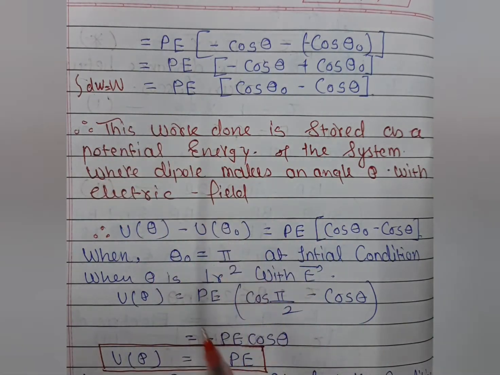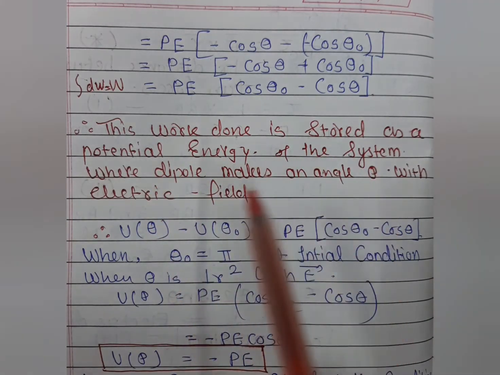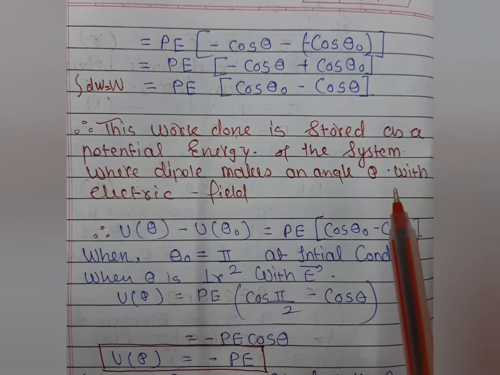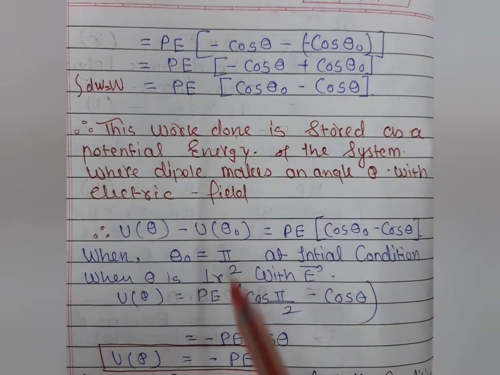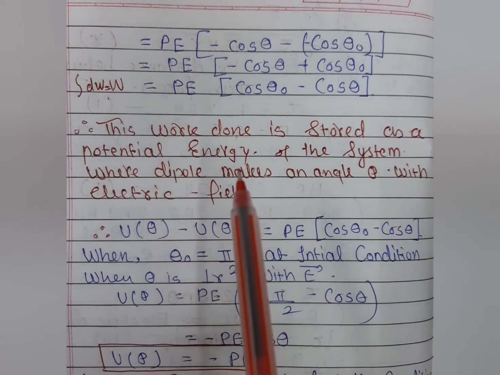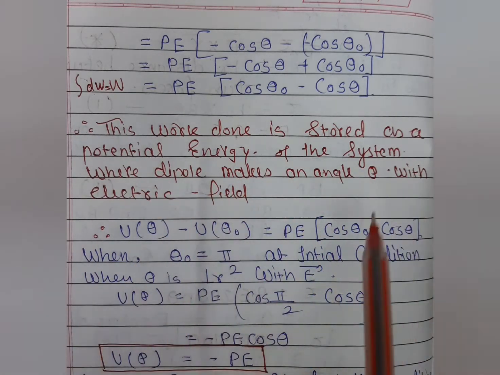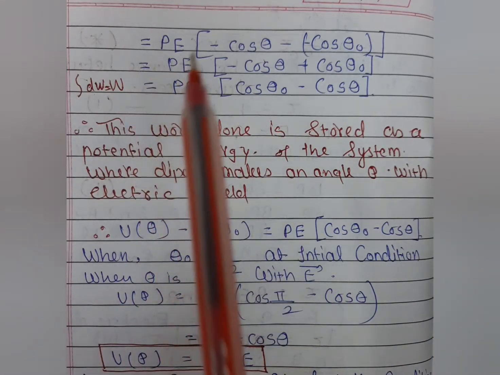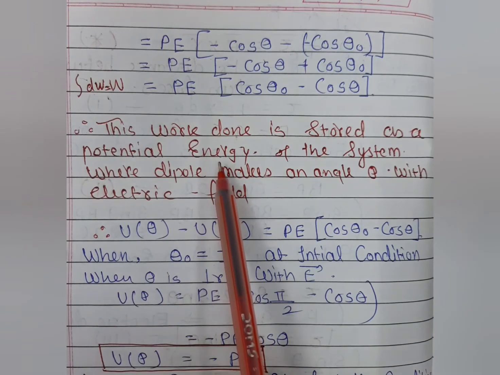The work done is stored as potential energy of the system where the dipole makes an angle theta with the electric field intensity. So therefore, students, with the help of this derivation, we can understand the question like this: the work done stored as potential energy of a system where the dipole makes an angle theta with the electric field. When we have this type of question, we have to use this condition to find it out. Clear, students?